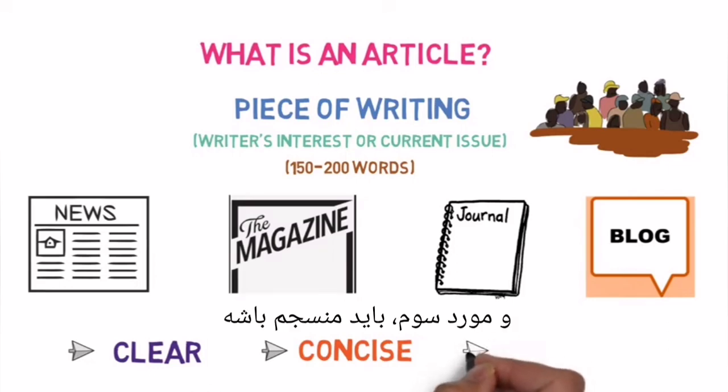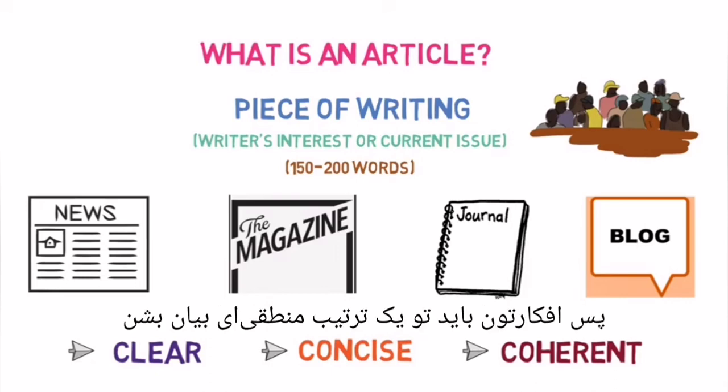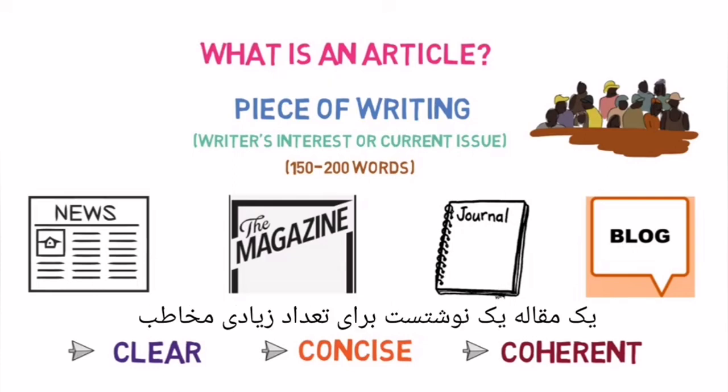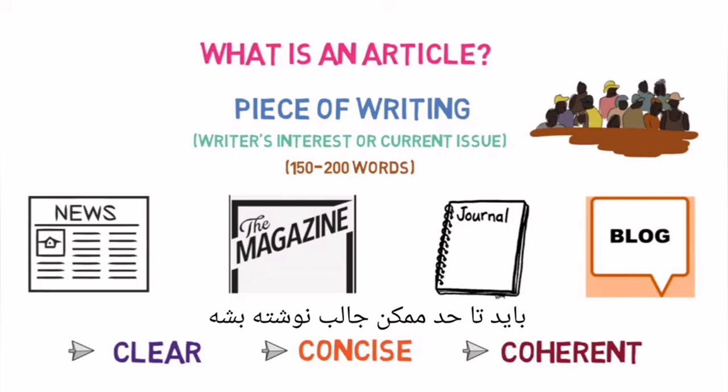And number 3, it must be coherent, meaning it must be logically ordered. So your thoughts must flow in a logical sequence. So once again I repeat, an article is a piece of writing written for large audience. And as it is written for large audience, we must try to make the articles as interesting as possible. So now you have understood what is an article.